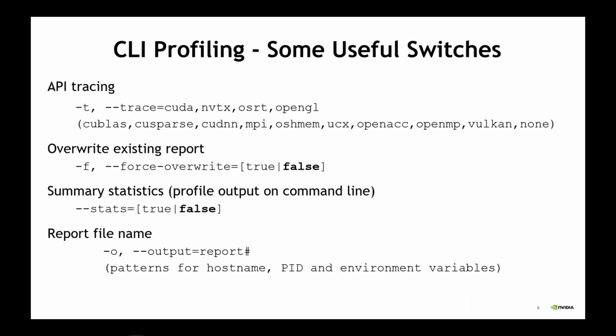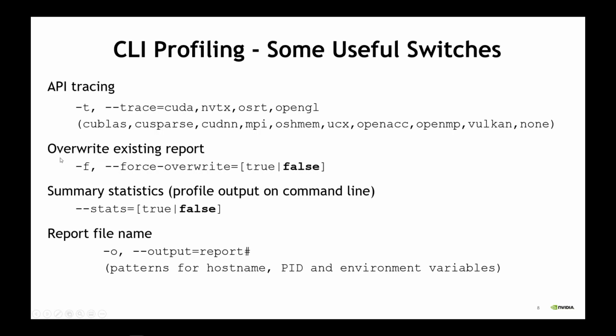So here are a couple of switches that I think are important to know about. Let's quickly go over them. As I said, you can always type nsys profile --help to find out more about all the available switches. One of the most important ones is the trace switch, which is -t or --trace, with the default options CUDA, NVTX, OS runtime tracing, and OpenGL. But there are a whole lot of other features which you can select.